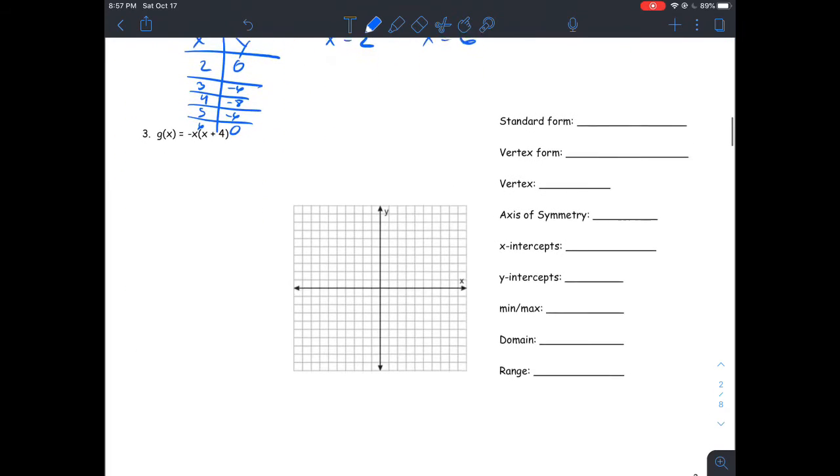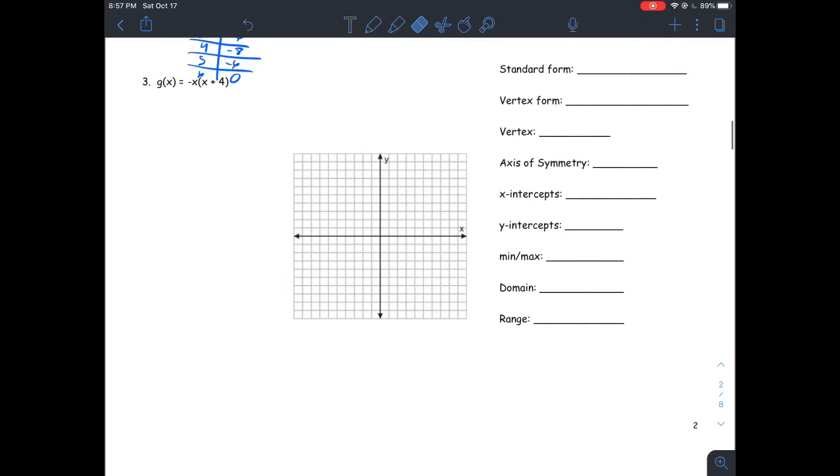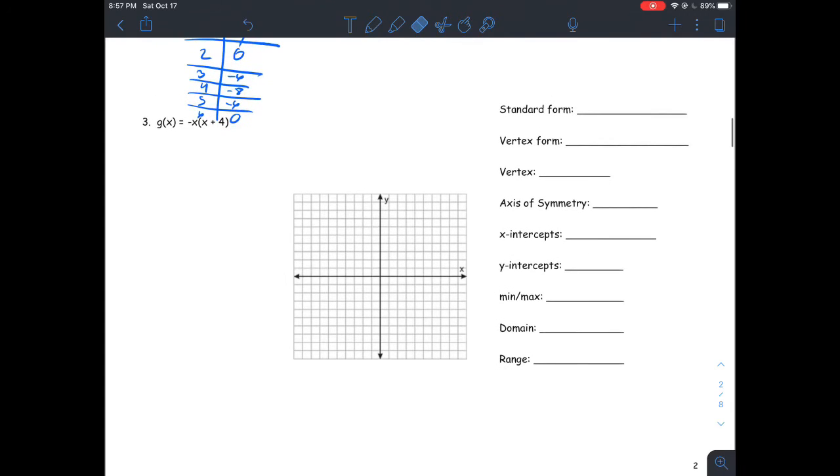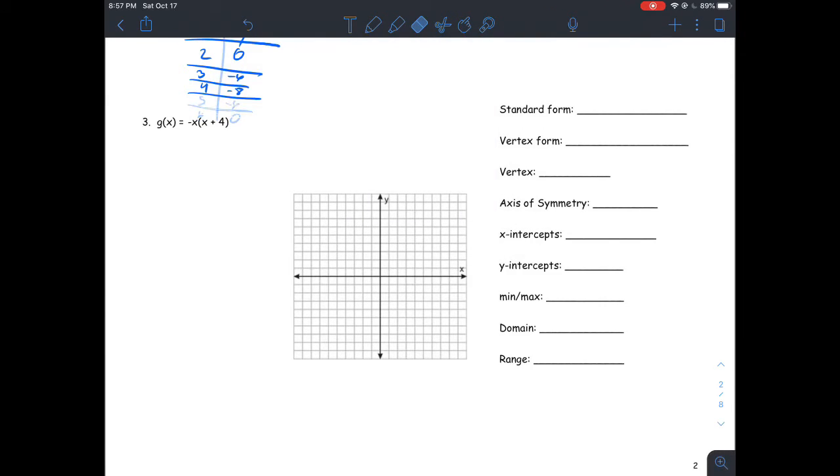All right, let's keep moving along here. In this case, they gave us the function in factored form. So we need to go ahead and get it into standard form. All we have to do here is, I'm going to erase this since it's in the way. All we have to do here is distribute.